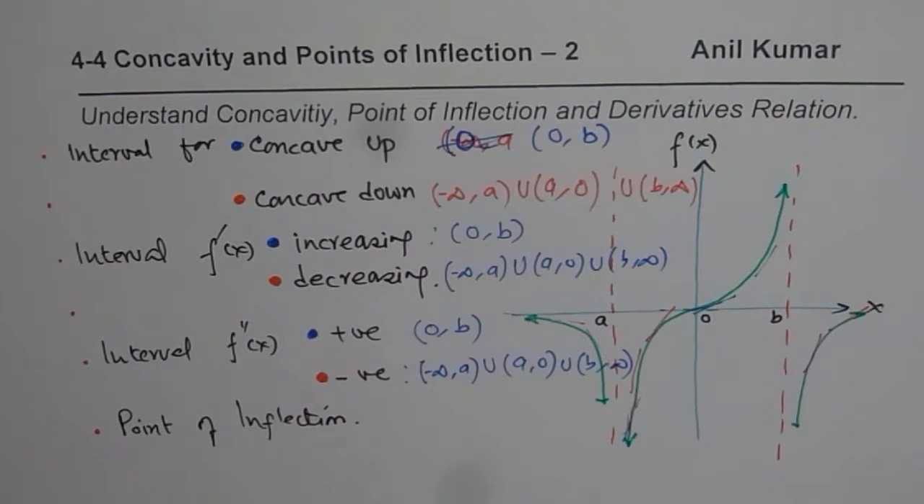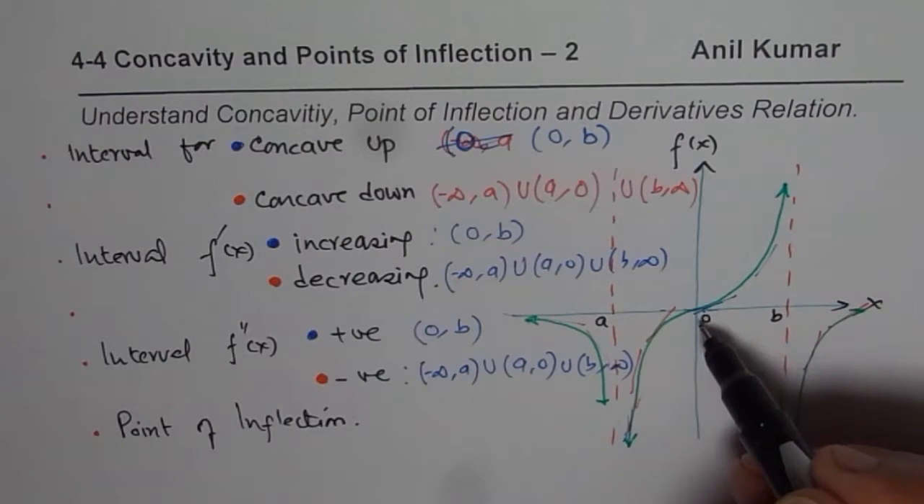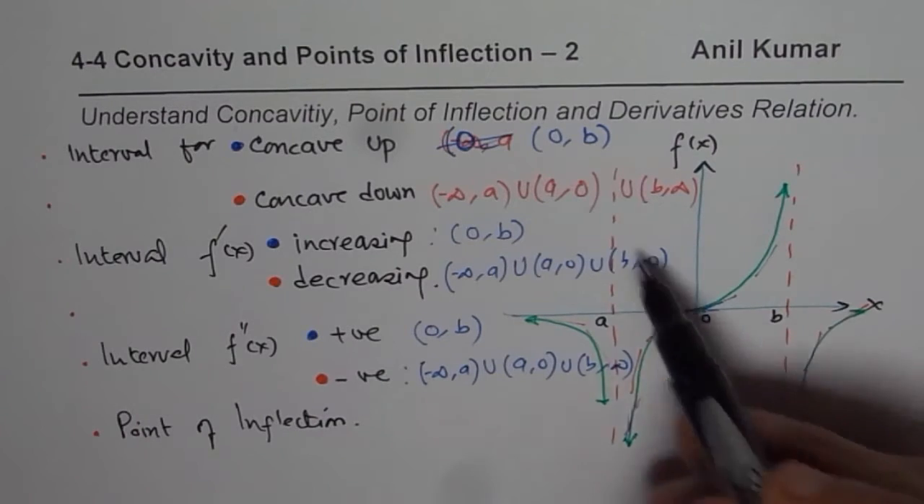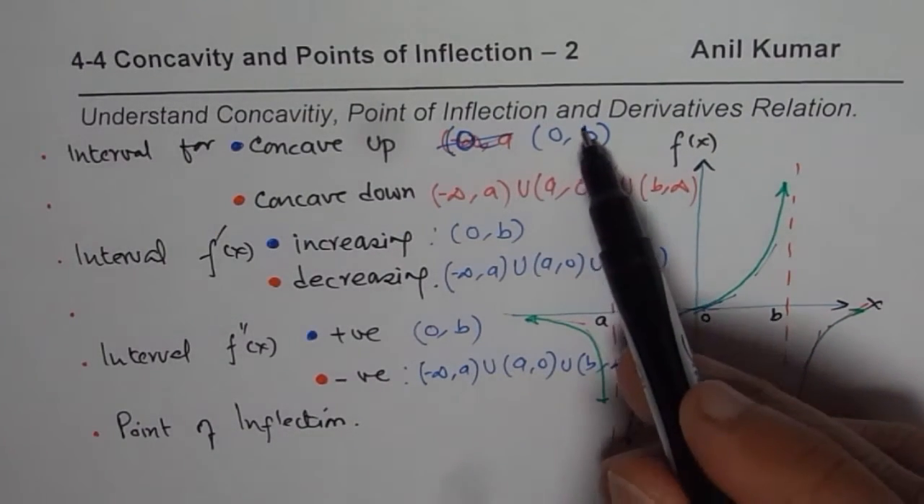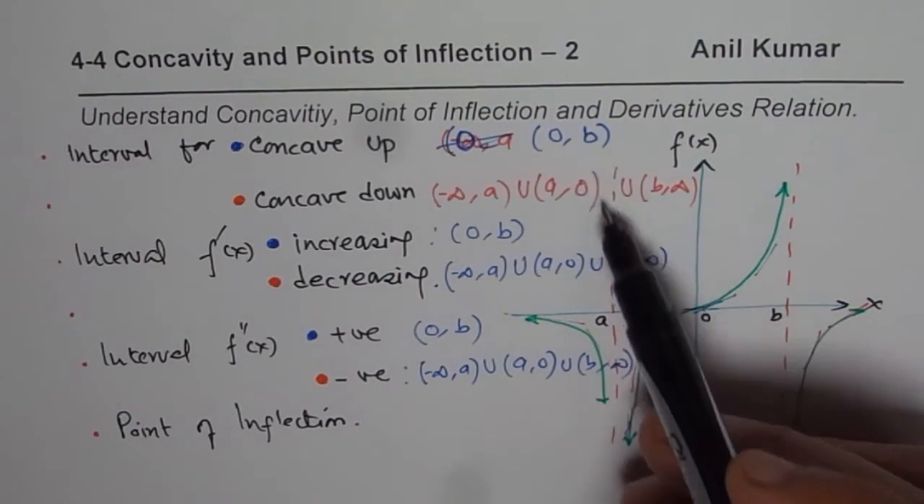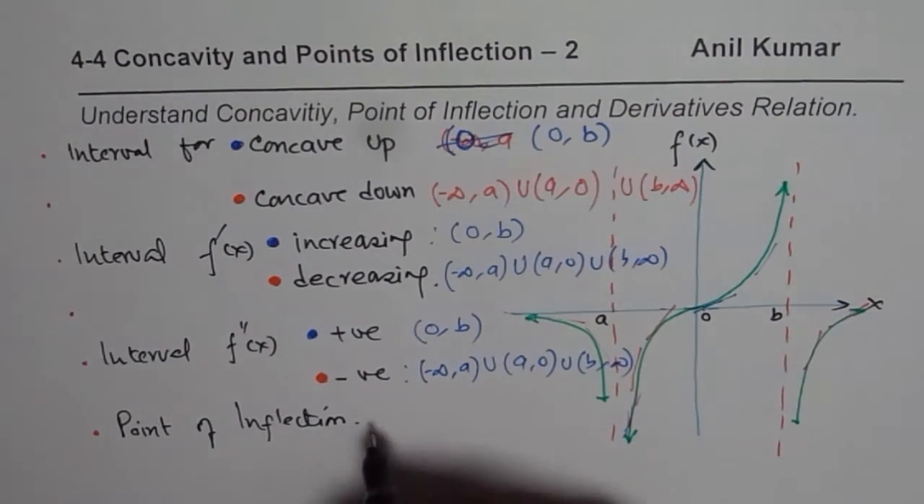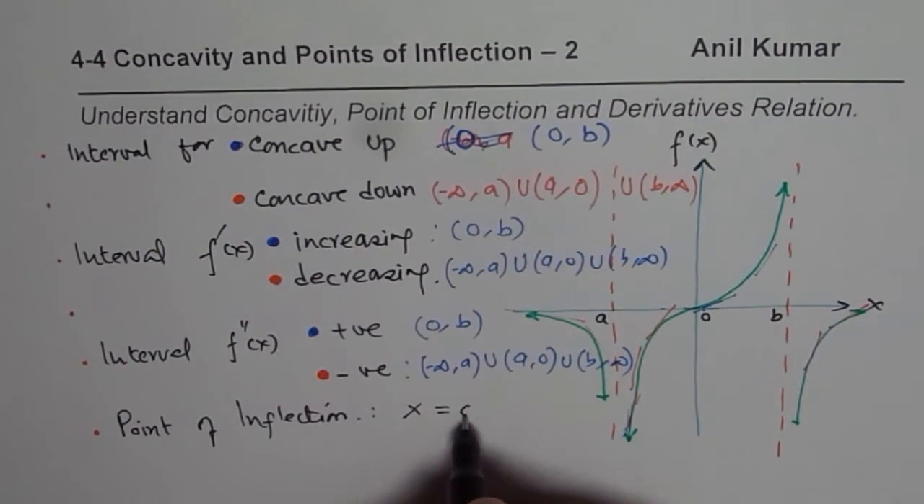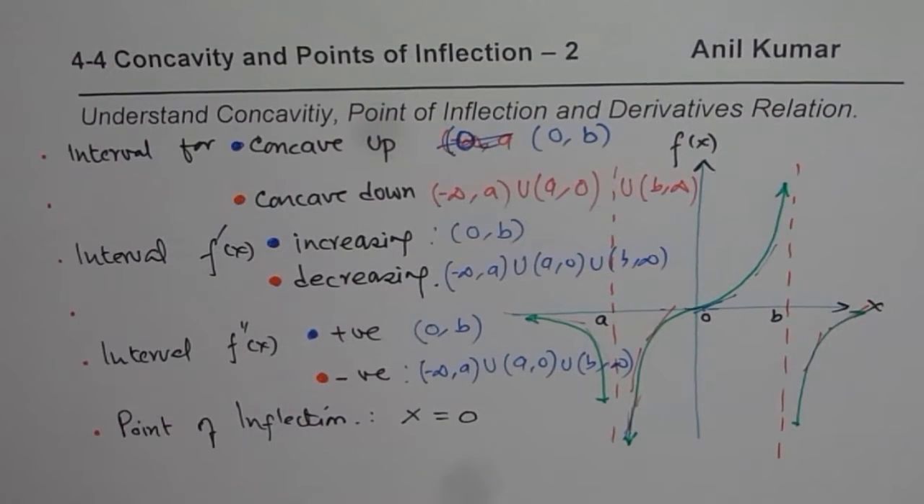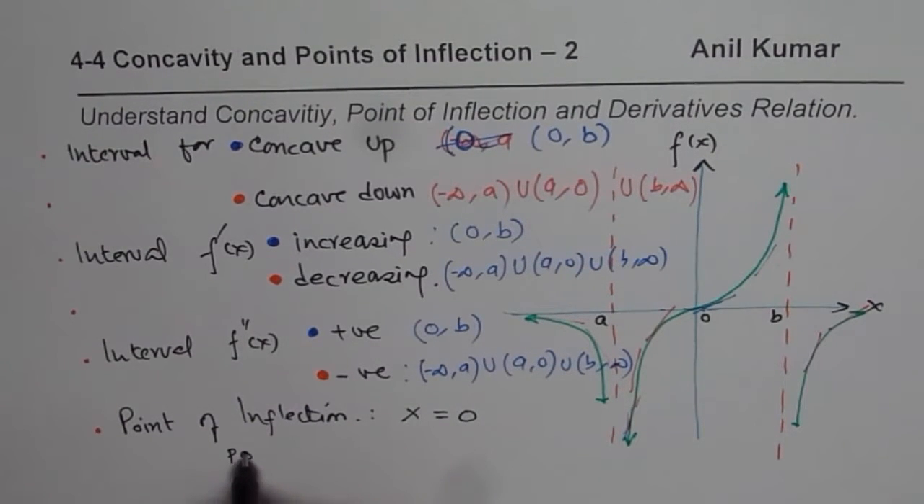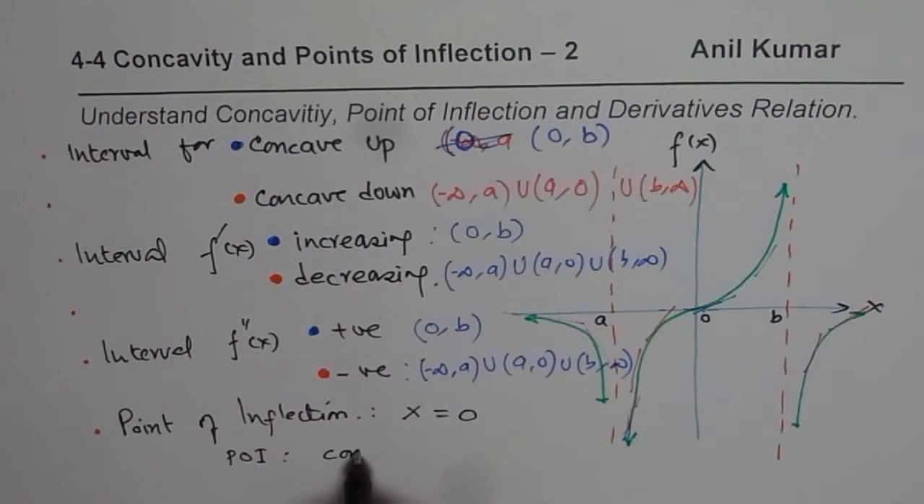Now what is a point of inflection? The point of inflection is the point where the concavity changes. The concavity here changes at 0. That is the point where it changes from concave down to up. Do you see that? So there is one point of inflection, and that is at x equals 0. So the point of inflection is indeed where concavity changes.